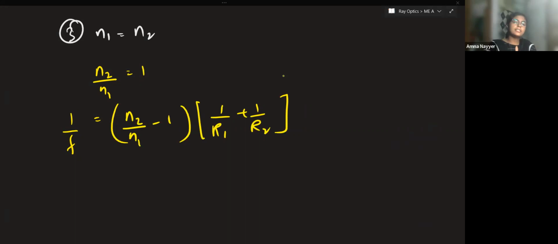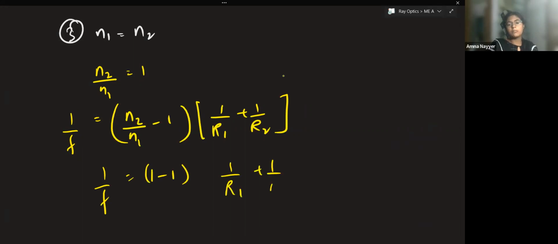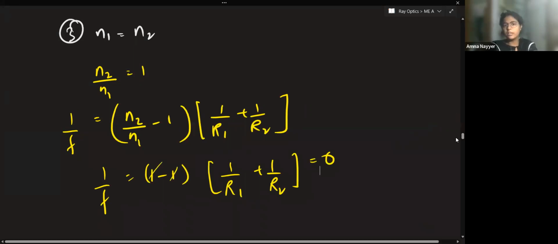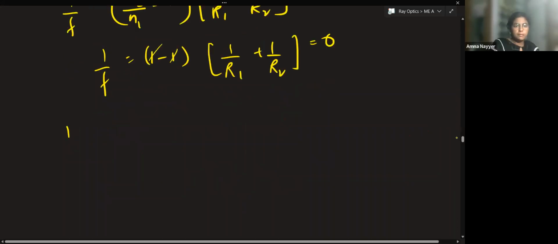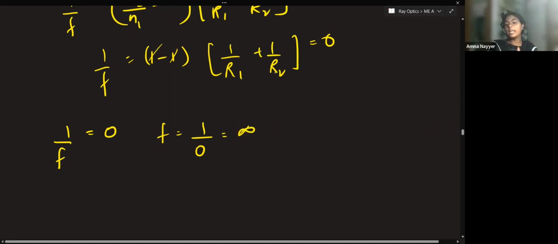Fine. So see, this term is 1. So 1 by f becomes (1 minus 1) times (1 by R1 plus 1 by R2). 1 minus 1 becomes 0. So 1 by f is 0, so f will be 1 by 0. And what is 1 by 0? Infinite. Yes, infinity. So the focal length is infinity.